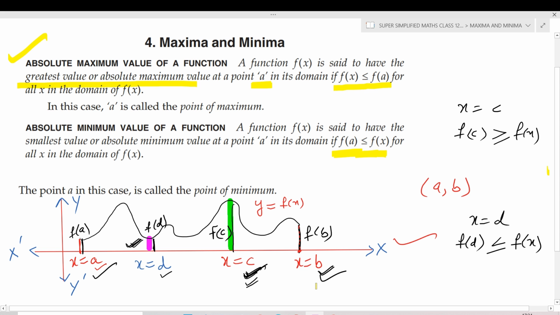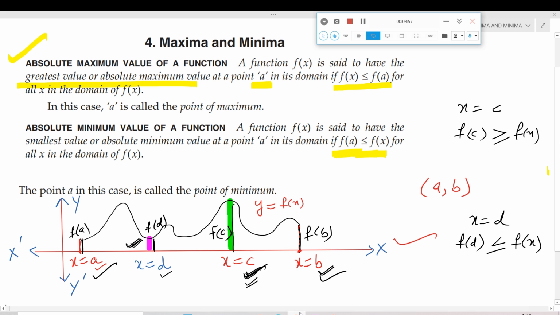So in a nutshell, we can say that the absolute maximum value or the absolute minimum value is the maximum or minimum value over all the points of the domain. When you consider the whole domain, the maximum value is the absolute maximum value, and the minimum value is the absolute minimum value.